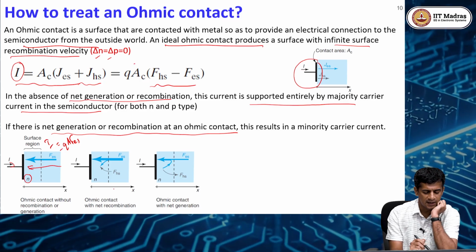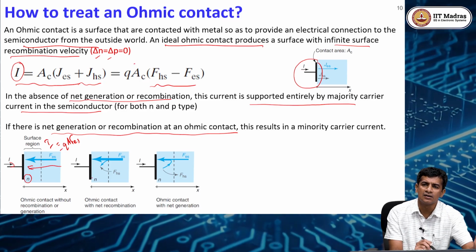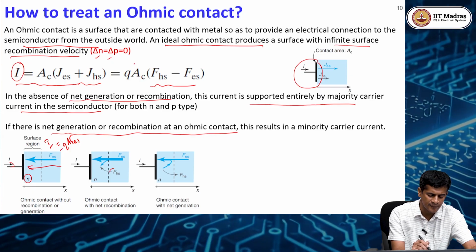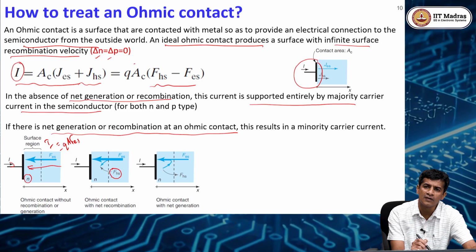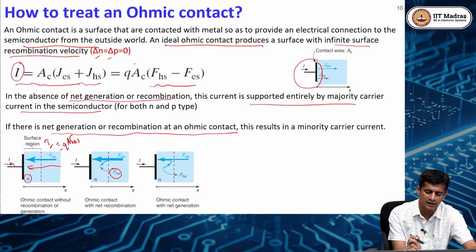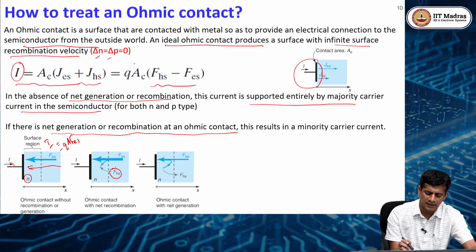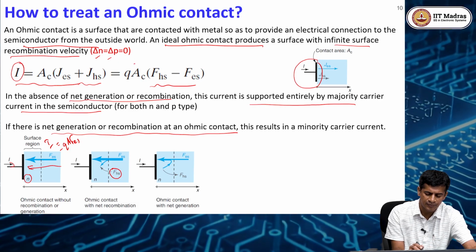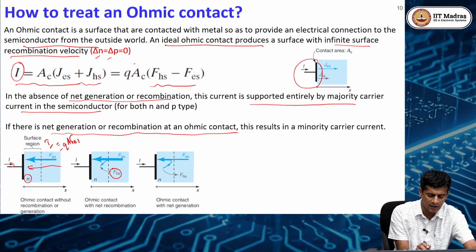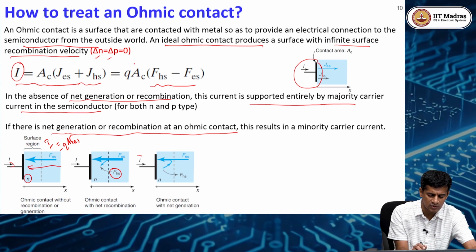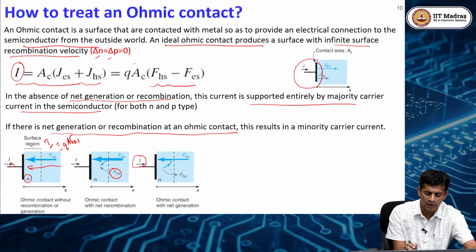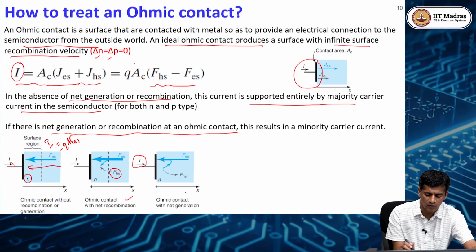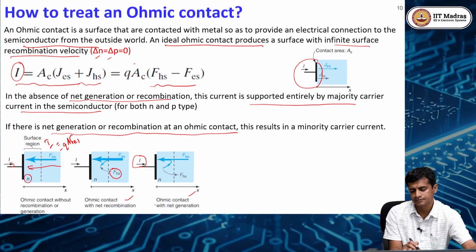On the other hand, if there is some recombination or generation happening here, for example if it is n-type, there could be a hole flux also, that is to support the generation and recombination. Alright, so the direction of the hole current, because you require the electrons to go in this direction in order to support this current, depends upon whether there is a net recombination or net generation.